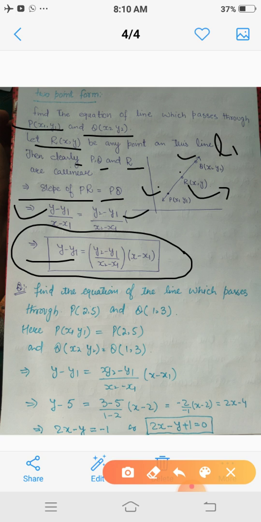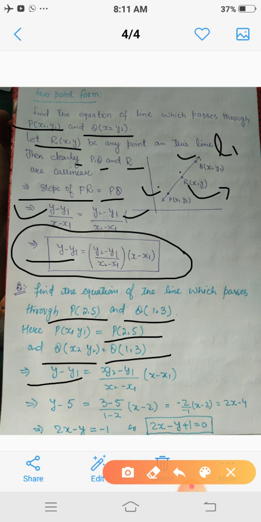Like, if we consider an example: find the equation of the line which passes through the points P of 2 5 and Q of 1 3. Here P of x1 y1 is P of 2 5, which implies x1 is 2 and y1 is 5. Similarly Q of x2 y2 is Q of 1 3. We use this two-point form because two points are given, that is y minus y1 equals y2 minus y1 upon x2 minus x1 into x minus x1. Here y1 is 5, x1 is 2, y2 is 3, x2 is 1.